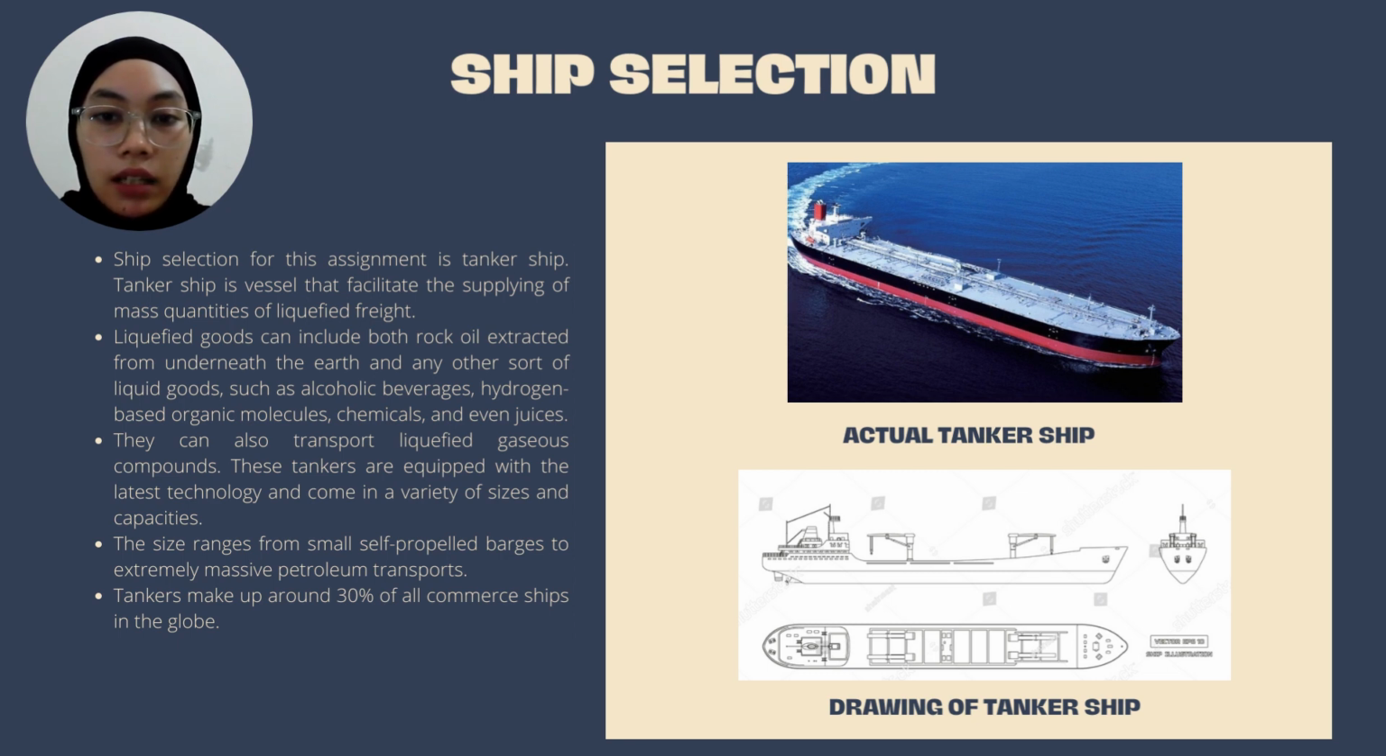On the right side, we can see that the first picture is the actual tanker ship, while the second one is the drawing of the cross-section area of the tanker ship.